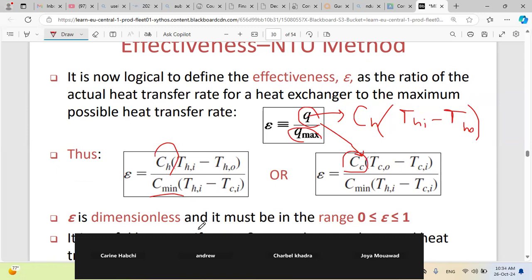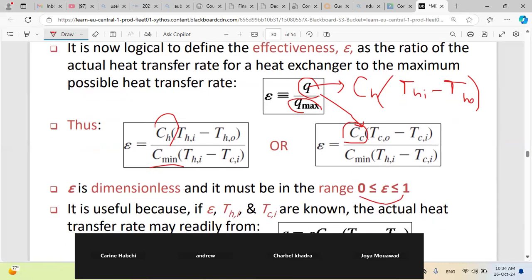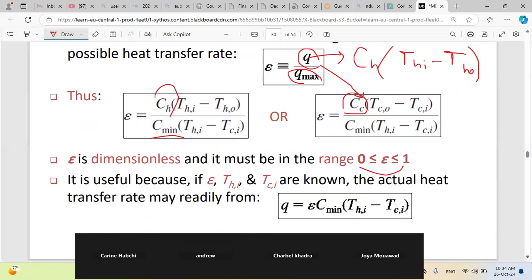Epsilon is a dimensionless number and it can range from 0 to 1. This parameter is very useful, because T hot inlet and T cold inlet are known, but what are unknown are the outlet temperatures. So we can say that in general, the inlet temperatures are known. So I know T hot in, I know T cold in. So if I know the effectiveness of my heat exchanger, if epsilon is given for me, I can deduce T cold out from this relation and T hot out from this relation.